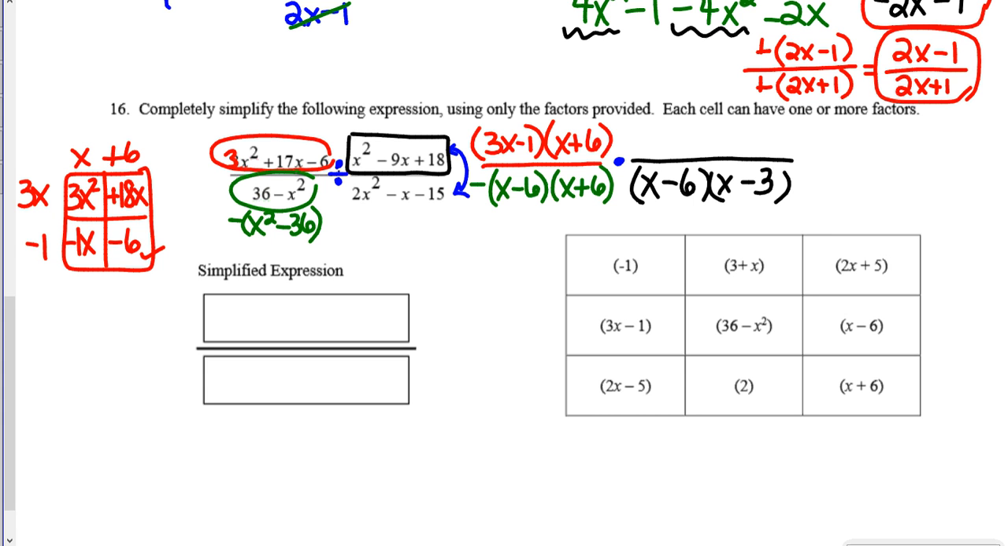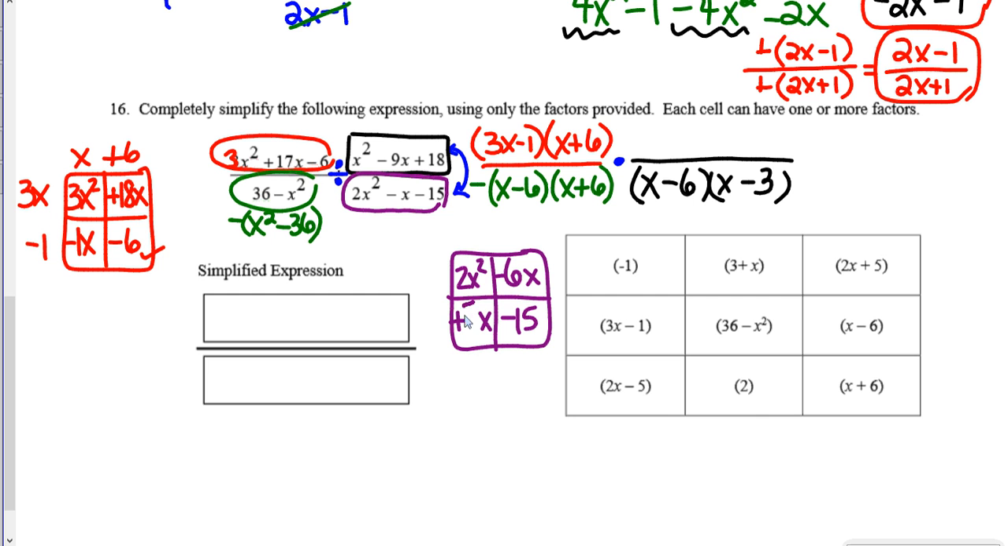And then I have one more that I have to factor. 2x squared minus x minus 15. Again, this one has a leading coefficient, so I'm going to go back to my area model. What two things multiply to negative 30x squared and add to negative 1? So one has to be positive and one has to be negative.